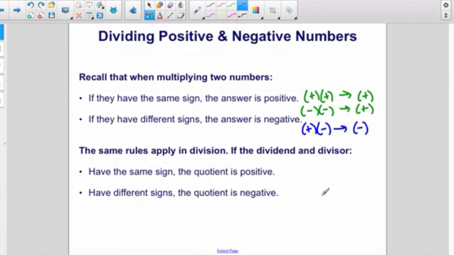The same rules apply in division. If the dividend and divisor have the same sign, the quotient is positive. If they have different signs, the quotient is negative.